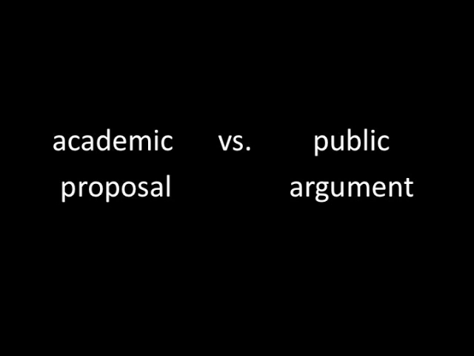Now, this may seem a little strange to you, but I think that the best way to understand what an academic proposal is is to do two things. First of all, to look at the name of the assignment, academic proposal, and try to figure out what's implied in each of those two terms. And at the same time, to compare the academic proposal to another assignment that we've done earlier this semester, the public argument. Because while there are some important similarities between a public argument and an academic proposal, I think it's the differences that will help us understand what an academic proposal is.